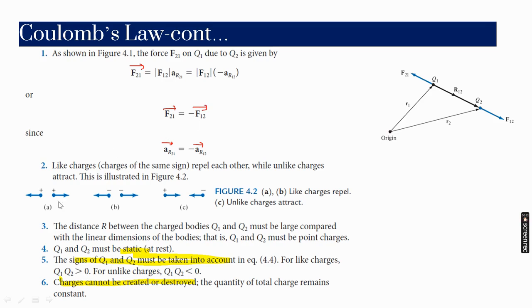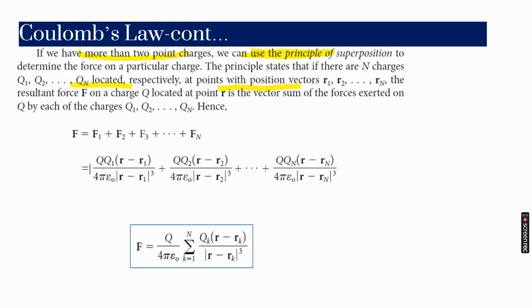So the magnitude remains the same, only because of the direction of the unit vector we get a negative sign. And see here, the charges that we are considering should be at rest or static in nature, because we are studying electrostatics, and all the charges are point charges. One more thing: charge cannot be created or destroyed, and the quantity of total charge always remains constant.